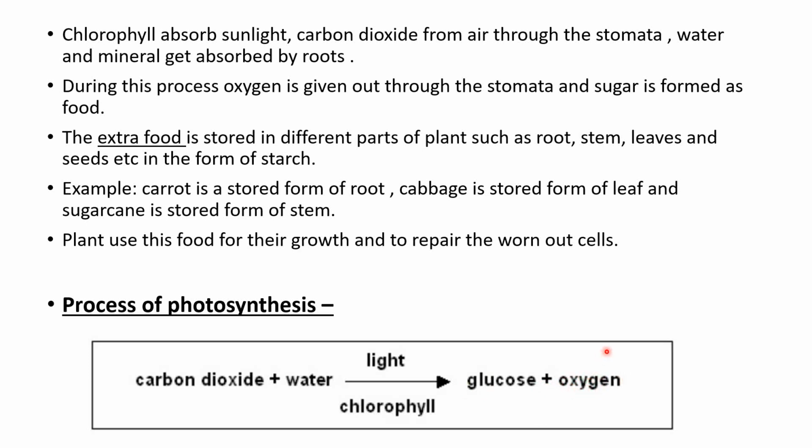Oxygen is given out to the air through the stomata, those tiny pores which are present underneath the leaf surface. And what is glucose? Glucose is the food which is prepared by the plant. So here we complete the process of photosynthesis. I hope you all have understood clearly.